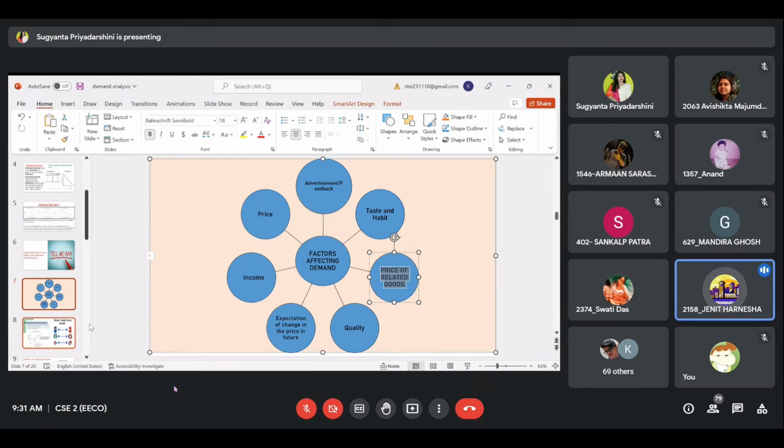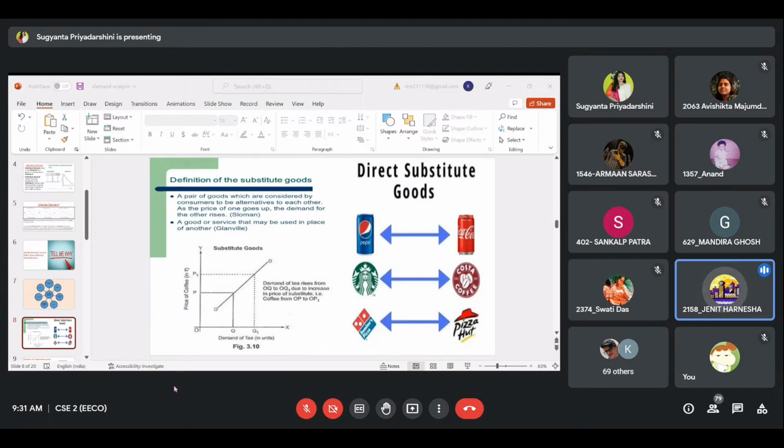लेकिन मैम अगर चाय का प्राइस बढ़ रहा है लेकिन वो फिर भी कॉफी से कम हो, Okay, then you will stick to that.